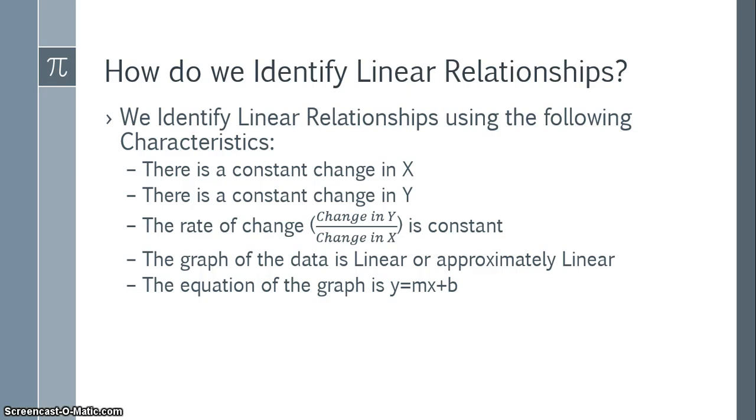So how do we identify the linear relationship? We identify a linear relationship using the following characteristics. There's a constant change in x, which is the independent variable. There's a constant change in y, which is the dependent variable. The rate of change, which is the change in y over the change in x, is constant, which means it does not change. The graph of the data is linear or approximately linear, which means it makes a line. And the equation of the graph is some form of y = mx + b.